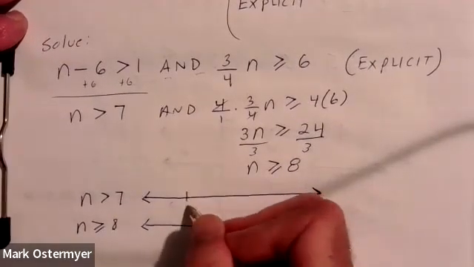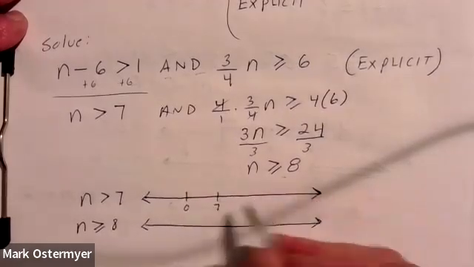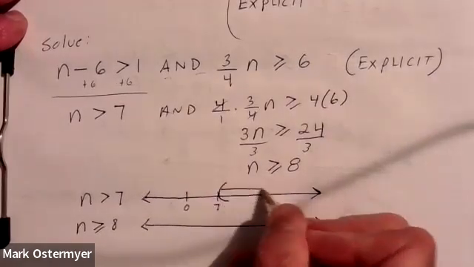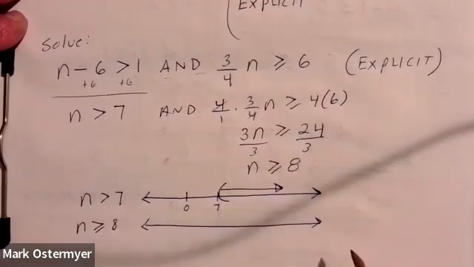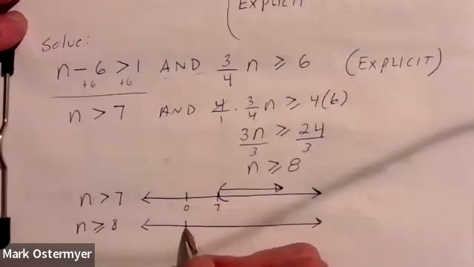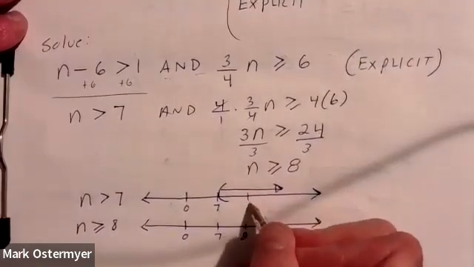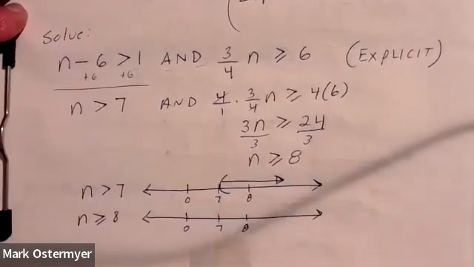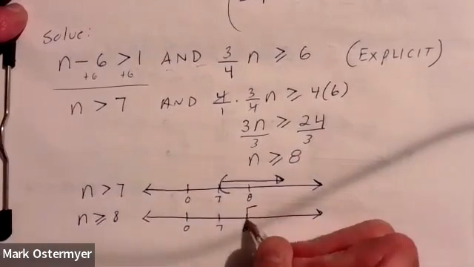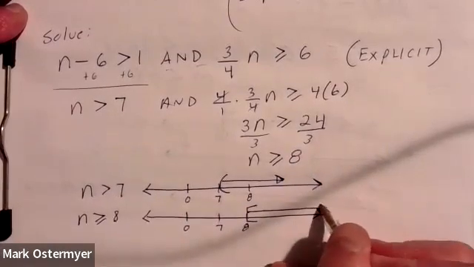To graph all real numbers that are greater than 7, I'm going to put 7 up here. I would have an open parenthesis on 7, and I shade to the right. Now I'm going to graph all real number solutions that are greater than or equal to 8, keeping my tick marks lined up on my number lines for comparative purposes. Notice I must include 8 by putting a bracket on 8, and I would shade to the right.